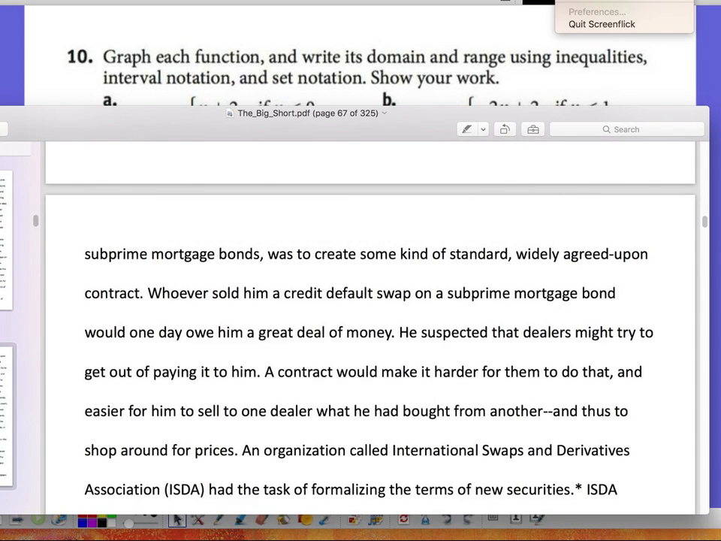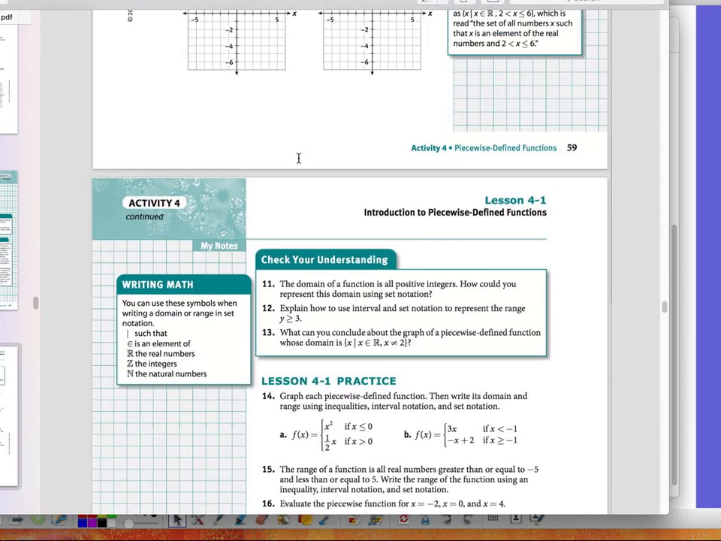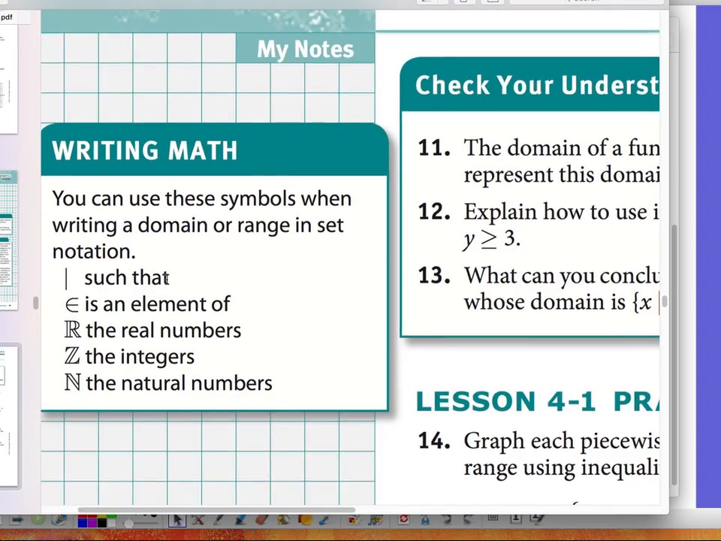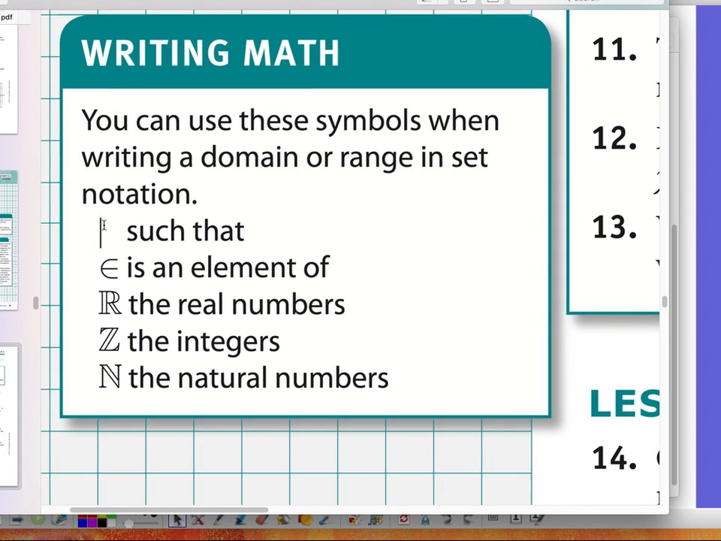Let me pause. Alright, one last thing I want to mention is on page 60, you have those symbols that we used for domain and range. Again, the notation for a vertical line means such that. This E looking symbol means elements. The R looking symbol is the real numbers. Z is the integers, and N is the natural numbers. So mainly these symbols are used for set notation.